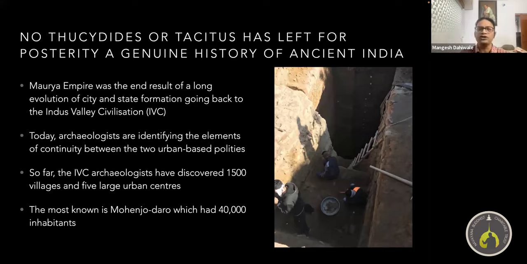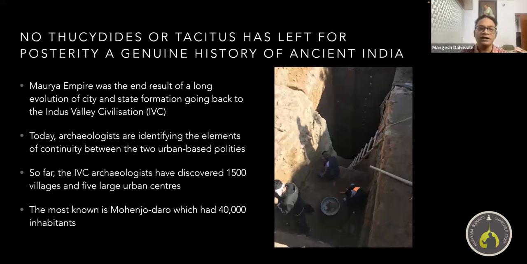So the Mauryan Empire was the end result of a long evolution of city and state formation going back to the Indus Valley civilization. Today, archaeologists are identifying the elements of continuity between the two urban-based polities. When we look at the expanse of the Mauryan Empire, it goes all the way up to Gandhara and beyond, all the way up to Kapisa and Afghanistan.